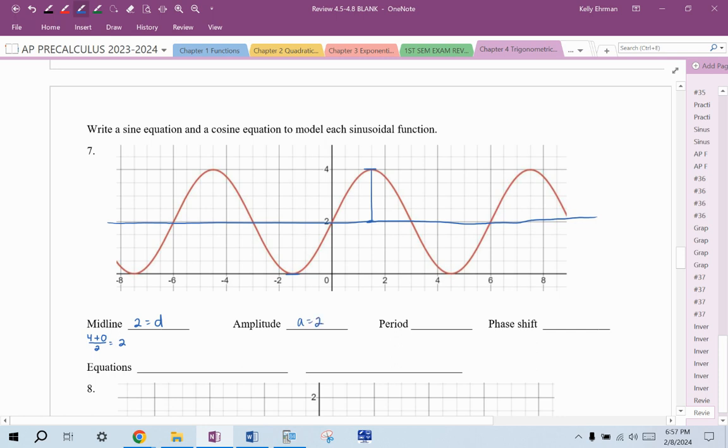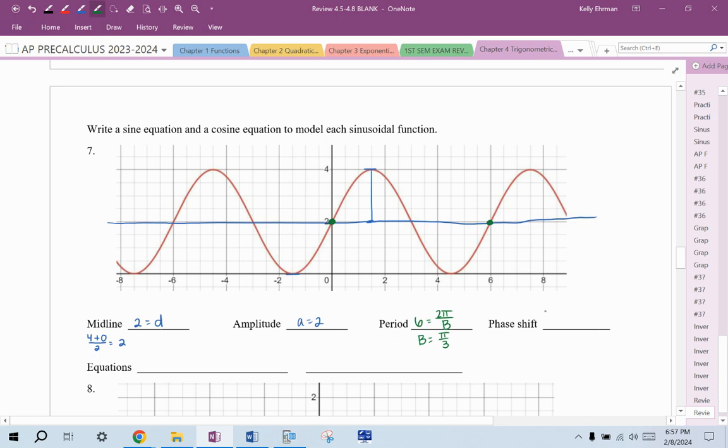The period is how long it takes to complete one full sine or cosine curve. So I'm seeing a sine curve to begin with that spans from 0 to 6. So the period is 6, and we set that equal to 2 pi over b and solve for b. So 2 pi divided by 6 is pi over 3 for the b value.